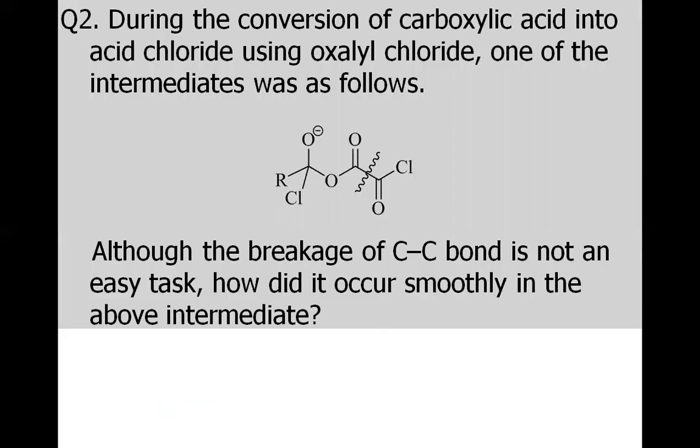Question number 2 for this assignment: during the conversion of carboxylic acid into the acid chloride using oxalyl chloride, one of the intermediates was as follows. Although the breakage of a C-C bond is not an easy task, how did it occur smoothly in the above intermediate? So here is the intermediate that was formed when we were trying to convert the carboxylic acid into the acid chloride using oxalyl chloride.